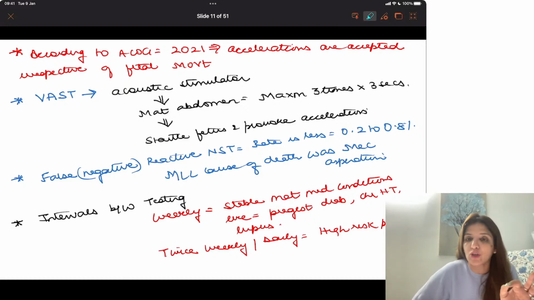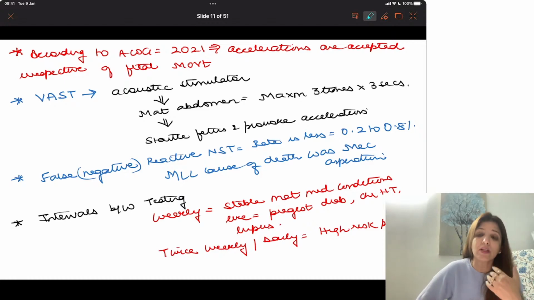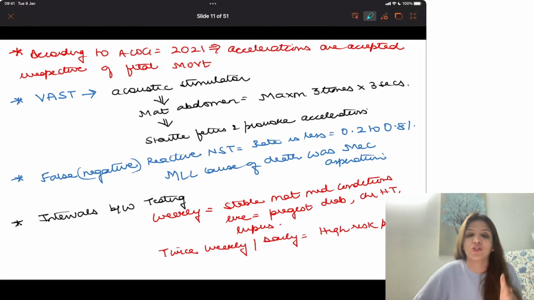Then what is the interval which should be there in between NST testing? So in all conditions where the mother's condition is stable, for example, if it is a case of pre-gestational diabetes, chronic hypertension, or lupus, in all these cases, you have to repeat NST weekly. Then if it is a high-risk pregnancy, for example, a case of preeclampsia, severe preeclampsia, polyhydramnios, or IUGR, in all these cases, you have to repeat it twice weekly, or you may also do it daily. That varies from patient to patient and condition to condition, right?